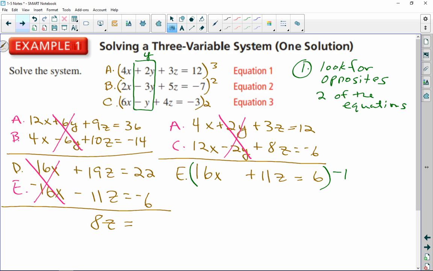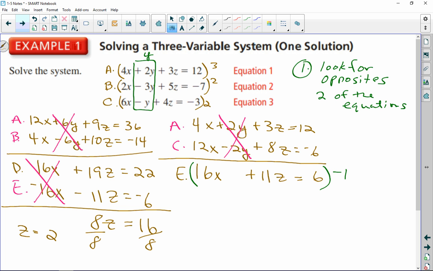What's 22 minus 6? 16? Now what's next? So my z equals 2. Okay, now am I finished? Of course you're not. Why am I not done? I know one of my variables, but I got to find the other two, right?